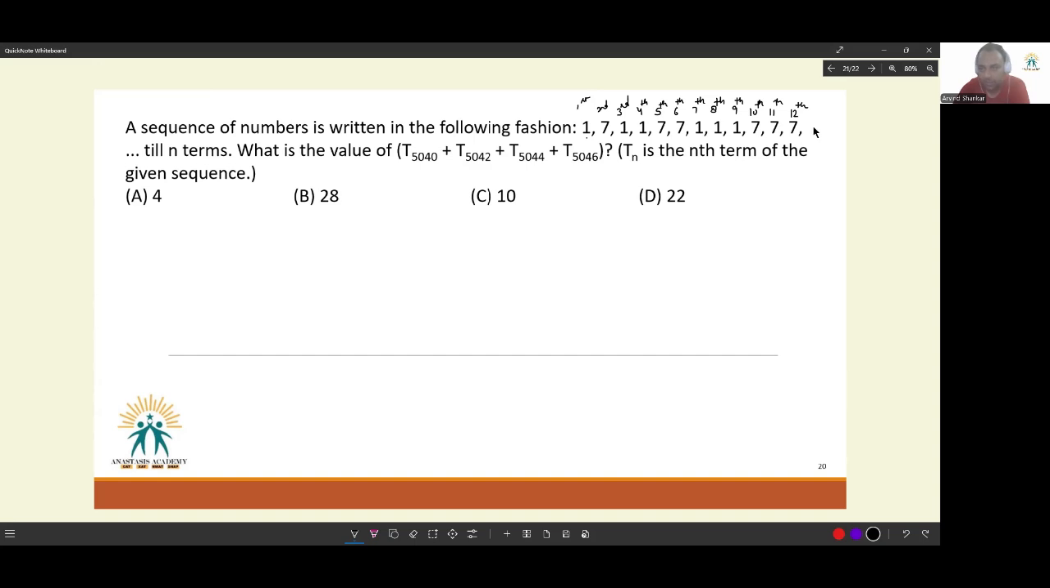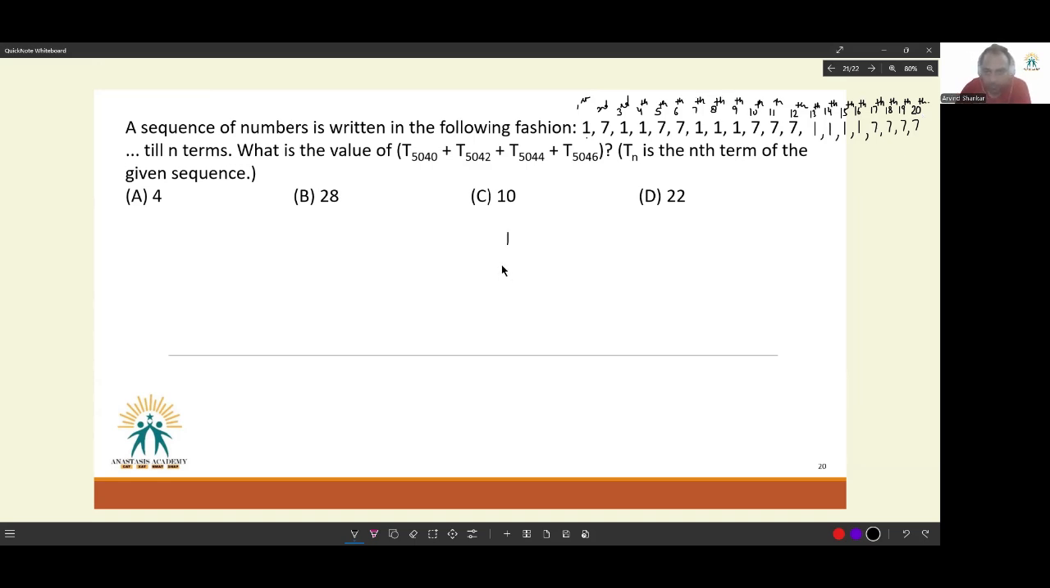If I were to continue this series, 1, 1, 1, 1, 7, 7, 7, 7, and this will be 13th number, 14th number, 15th number, 16th number, 17th number, 18th number, 19th number, and 20th number. Okay. Now, you can see it in two different ways. Either look at where 1 is starting or where 7 is starting. If you can somehow form a series, where is 1 starting?